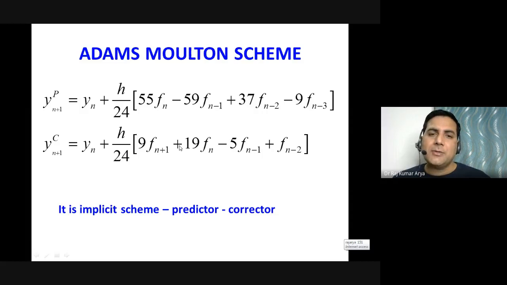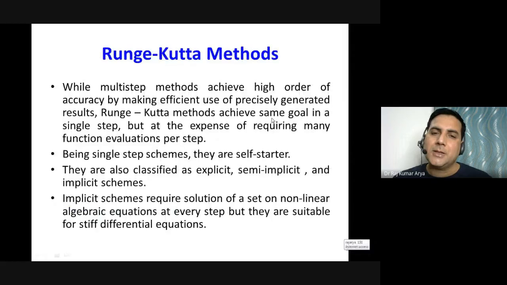But in the Runge-Kutta method, you don't need that many. You just need one, and the rest of the things will be taken care of. So you just have to generate them precisely. Runge-Kutta can also serve the same purpose. The only thing is that it requires more steps to calculate, just like Euler's method. Euler's method is also a Runge-Kutta method, of first order.